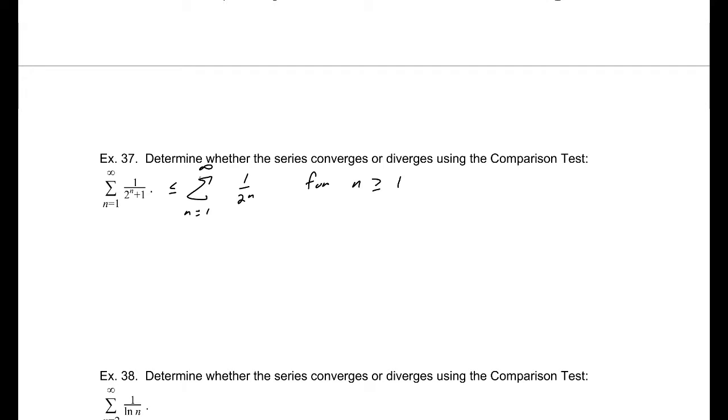All right. The sum from 1 to infinity of 1 over 2 to the n converges. Therefore, the sum from 1 to infinity of 1 over 2 to the n plus 1 converges.